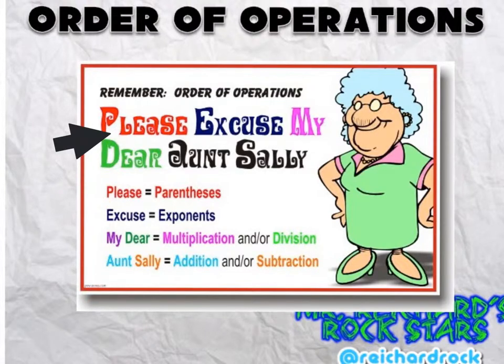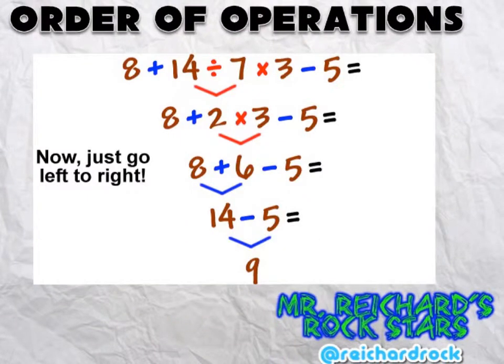And remember, we're going to write it, please excuse, and then we're going to put my dear on the same line and Aunt Sally on the same line, only because we want to make sure we're doing multiplication and division left to right in whatever order they come, and then also addition and subtraction left to right in whatever order they come. So let's just quickly look at a sample problem here, okay?